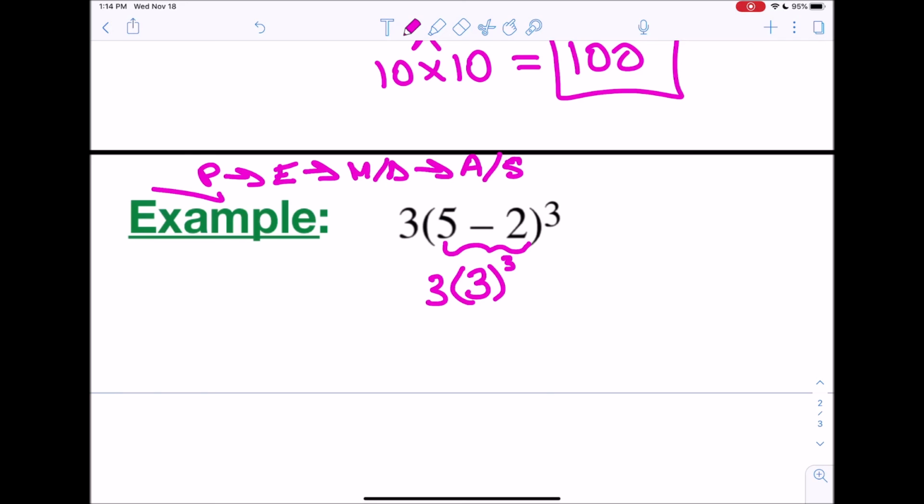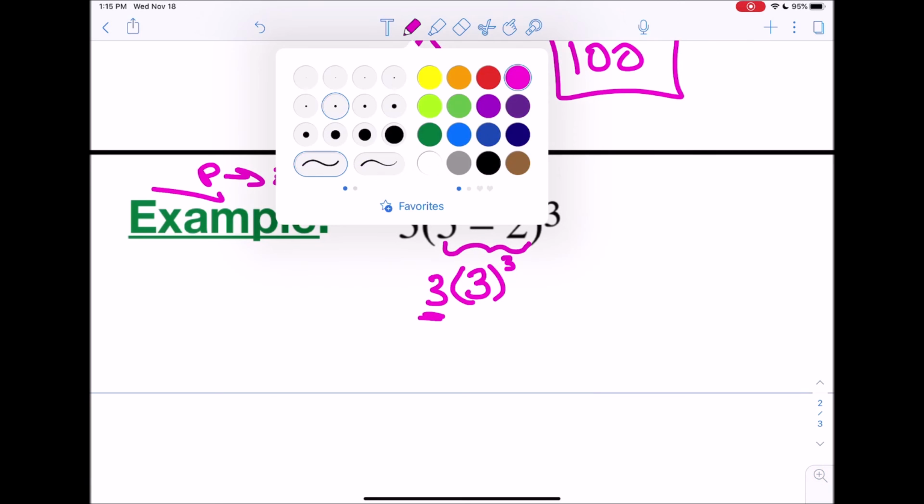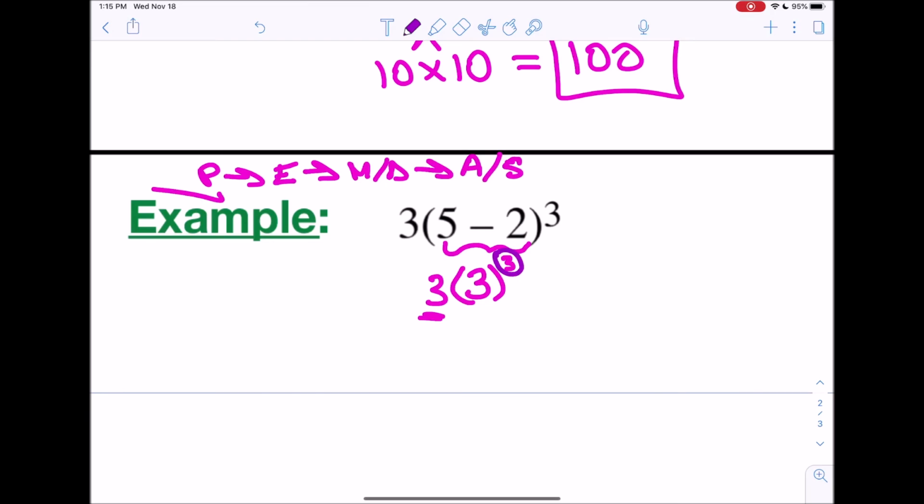So we finished the parentheses. Now we have the exponents. Okay, so we don't worry about this 3 yet. We have to focus on the exponent. So 3 to the third power. Well, that exponent tells me how many 3's are being multiplied to itself. And there's 3 of them. So that means 3 to the third power equals 3 times 3 times 3. I'm going to have 3 3's. Okay, 3 times 3 is 9. 9 times 3 is 27.